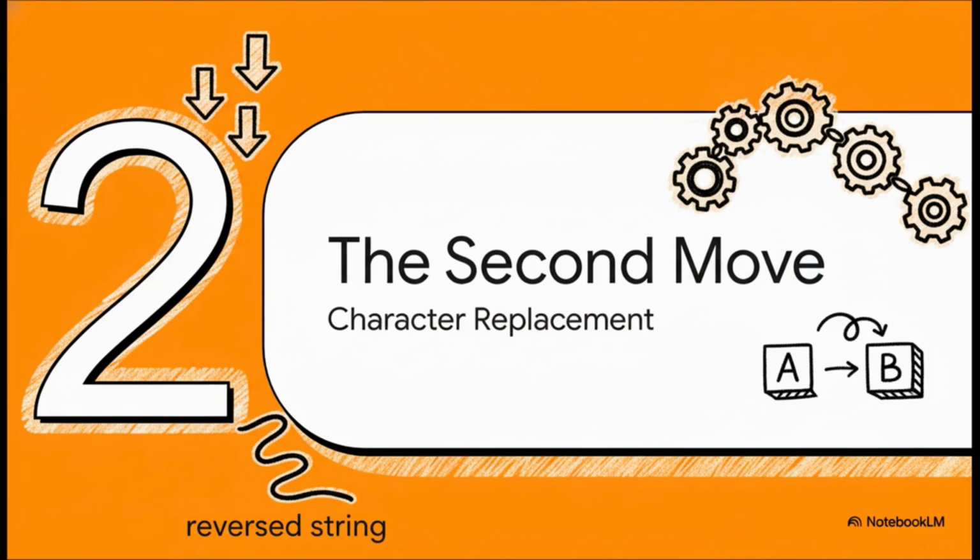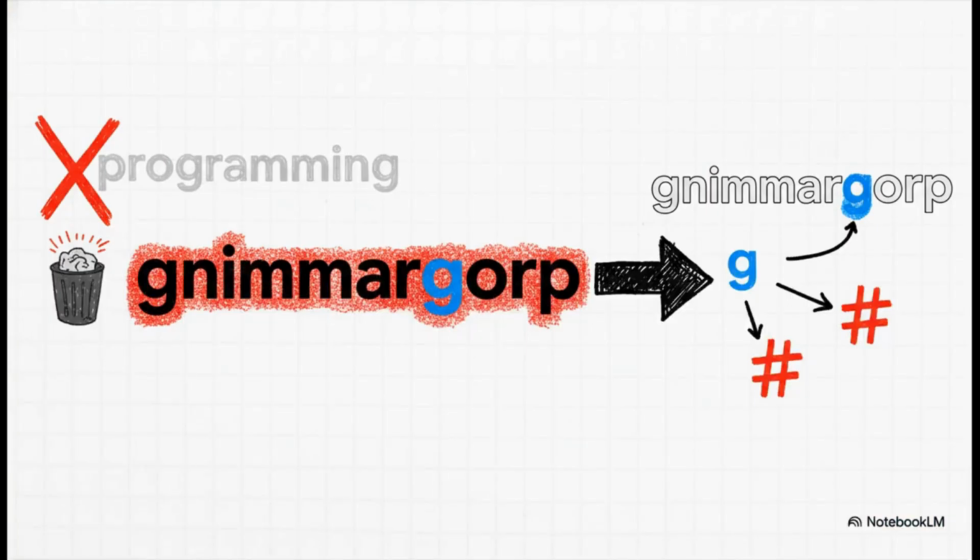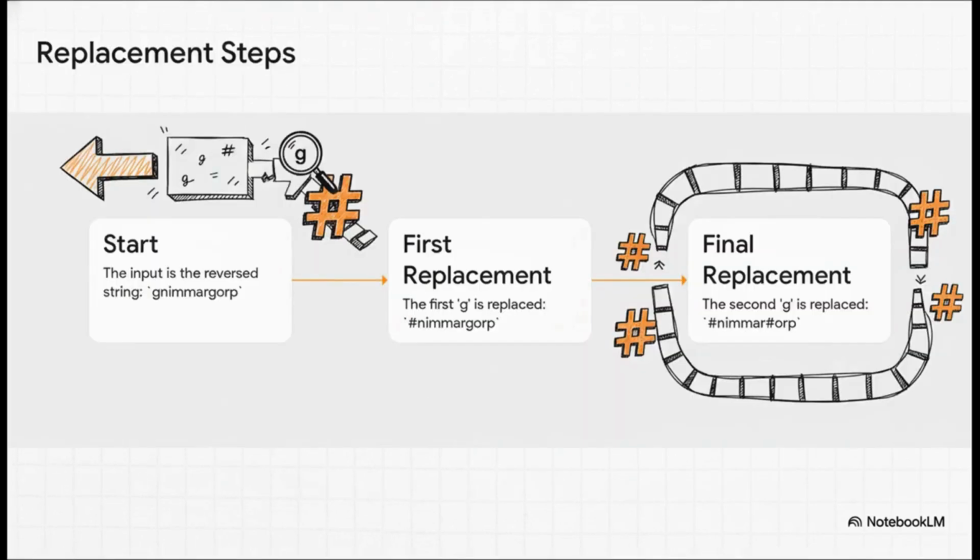It's time for the second part of the operation. Now here is the absolute key to this whole puzzle. That replace method, it has no idea the original string programming ever existed. It's totally gone. All it sees is the result from the first step, our new string, GNMR-GORP. Its only job now is to hunt down every single letter G in that string and swap it with a hash symbol. So, let's watch it happen.